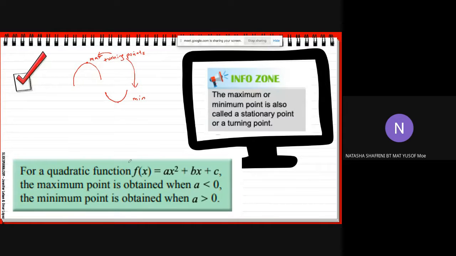So for quadratic function f(x) equal to ax square plus bx plus c, the maximum point obtained when a less than 0, yang ni you dah tahu sebab shape of graph you akan dapat N shape. Okay, a more than 0 you akan dapat U shape which give you the minimum point. Okay, ingat turning point ada dua, maximum dengan minimum. Kalau you jumpa perkataan turning point tu, maksudnya dia nak suruh you cari maximum or minimum point.